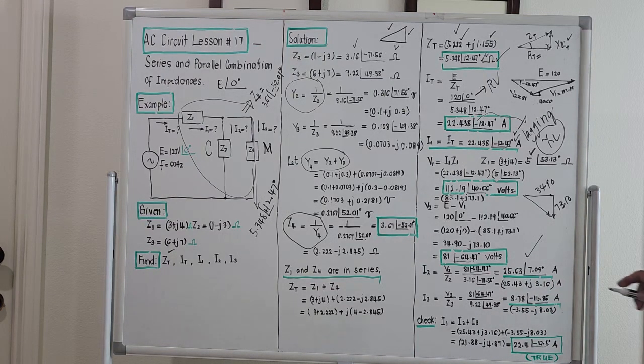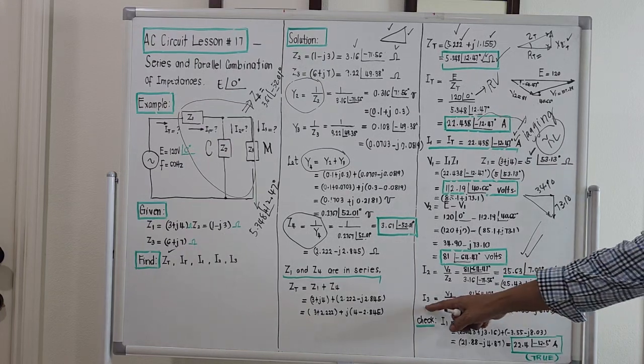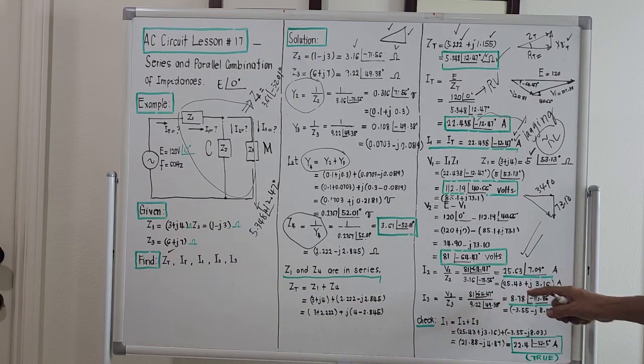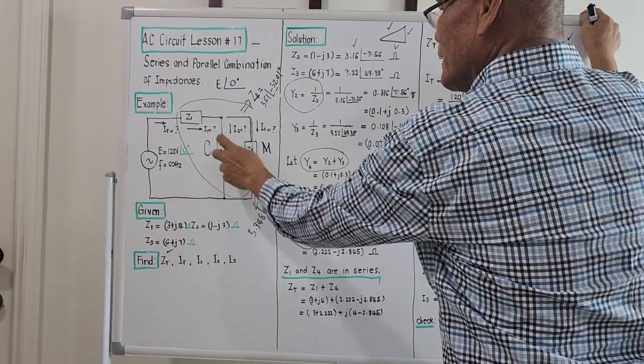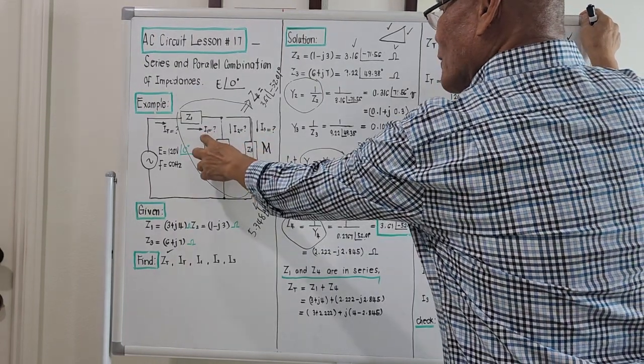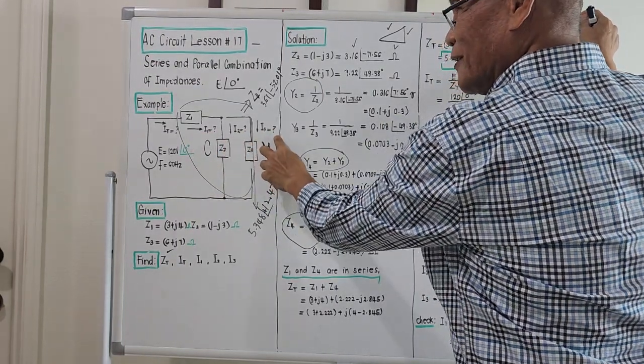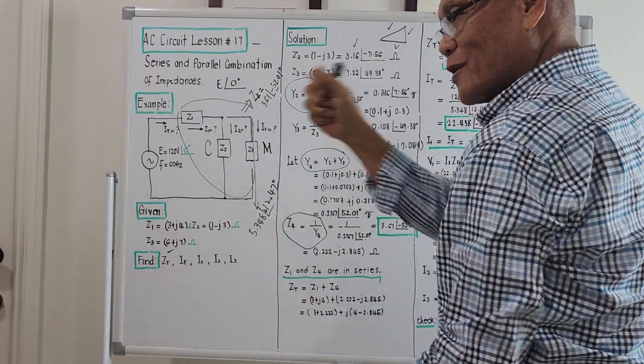So this is the magnitude of I2, 25 amperes, and it got an angle. And the magnitude of I3 is 8.78. Let's try to check if our currents are correct, because if they are not correct, our solutions are all wrong. So how could we check the validity of our answer? You try to add: I1 should be equal to I2 plus I3. If I1 is equal to I2 plus I3, if they are equal, we are correct.